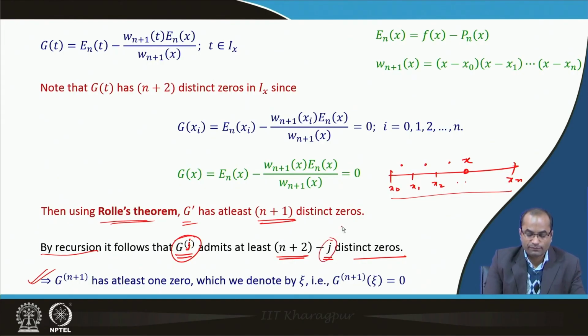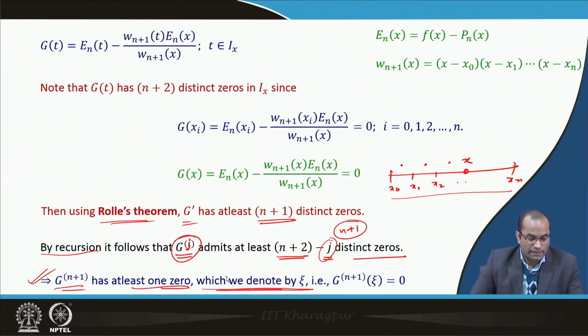So, if we put here n plus 1, this will remain just 1 there. So, g n plus 1 will have at least 1 zero, this is the implication of Rolle's theorem. We are denoting by xi the point where the g n plus 1th derivative has 1 zero, that is, g n plus 1 at xi equals 0. So, this result we have.